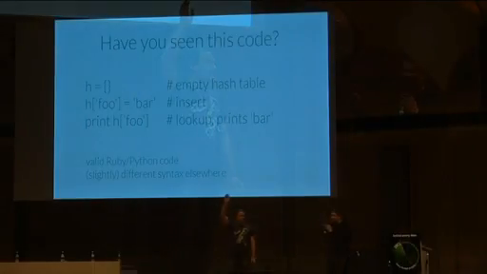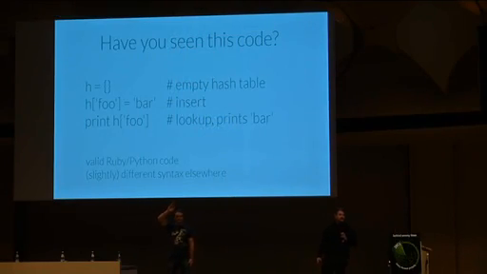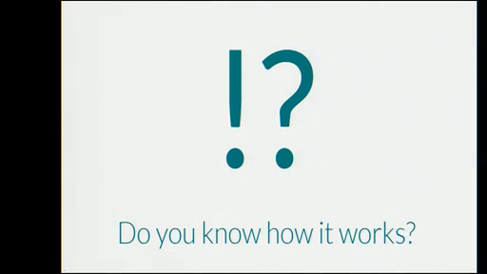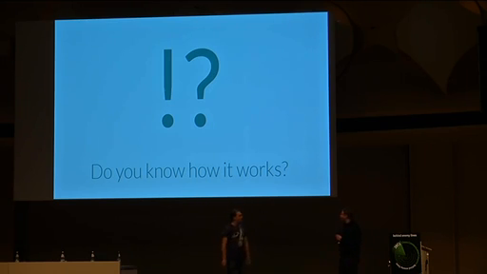Has anybody in the audience seen this code or code that looks very similar before? Okay, so for the recording, I guess that'd be about half, maybe a bit less. This is valid Ruby and Python code, and what it does is it creates an associative array called H. It inserts a key-value pair, foo as key and bar as value, and then it does a lookup and gets the value bar when it does a lookup for foo. Pretty easy. Who of you knows how this works? I'd say probably about 10% or so of the audience knows how this works. For the rest, we'll explain.